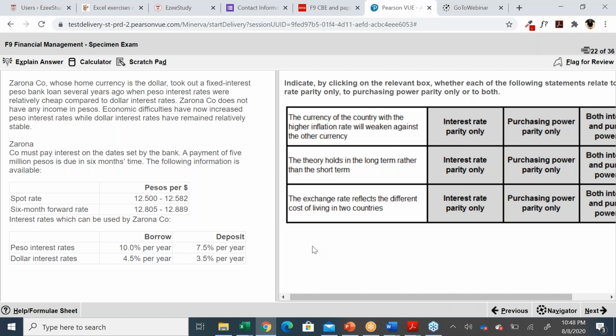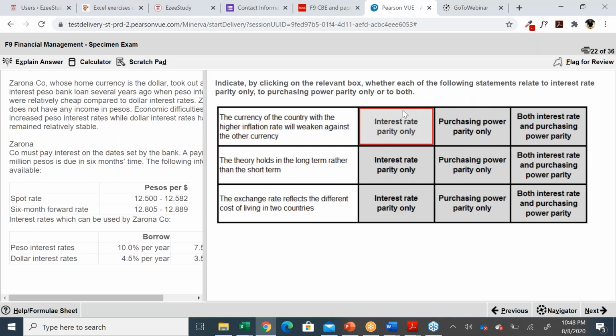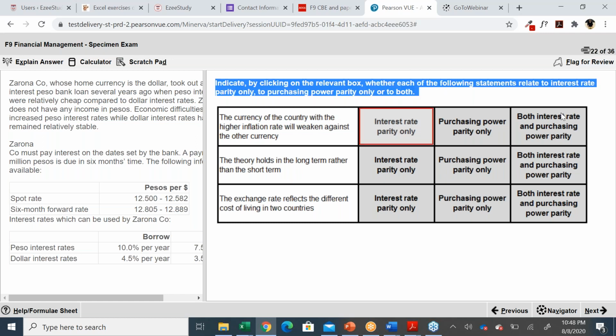Okay, we just discussed interest rate parity and purchasing power parity. Just read this line and tell me what's the correct answer.